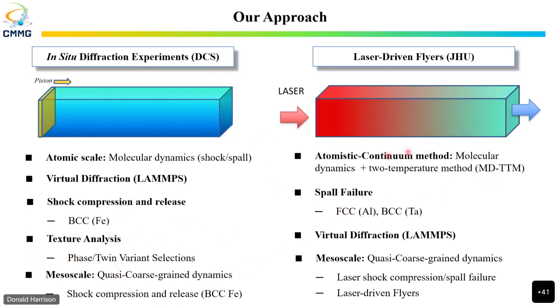We have a new method which couples a continuum two-temperature model for electron diffusion and heat diffusion onto an MD simulation. So you can mimic laser material interactions. I'll show how we can use this to look at spall failure of aluminum and BCC metals. We can use diffraction patterns for those, and then we can also do the same thing, scaling it up to actually model this phenomena at the length and time scales of experiments.